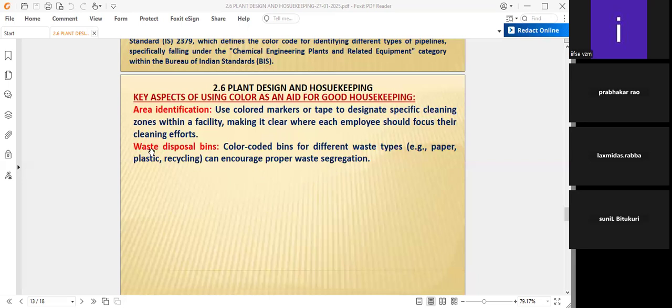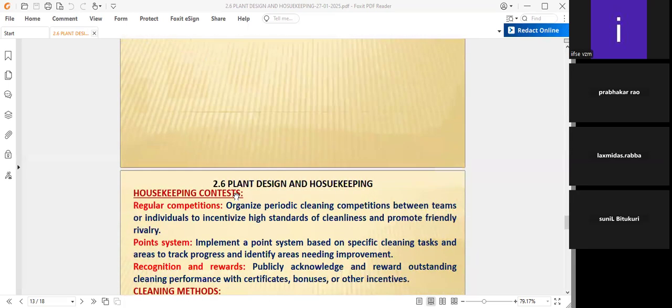Once you arrange the disposal bins in color code, people definitely become disciplined in using the waste bins. The area where we put the waste disposal is also very important. The designated place will be important, and where it is placed is also important. That's why area identification will be important.